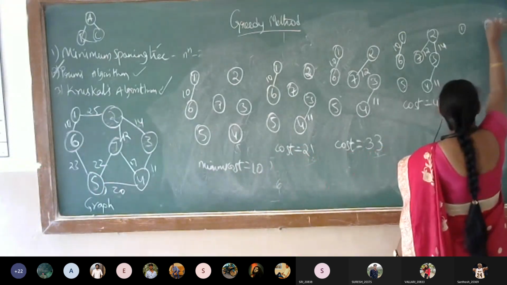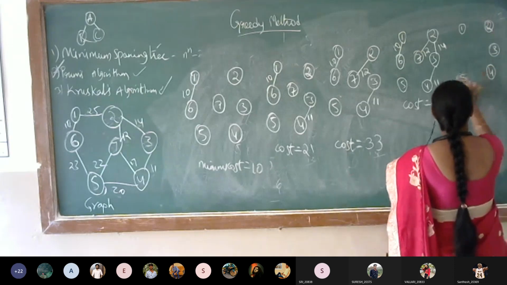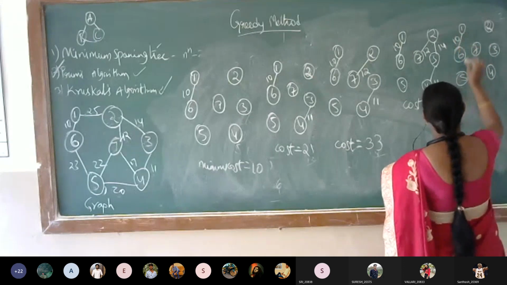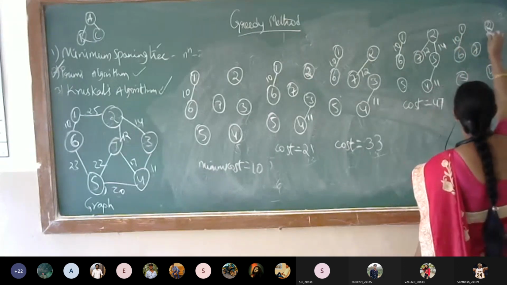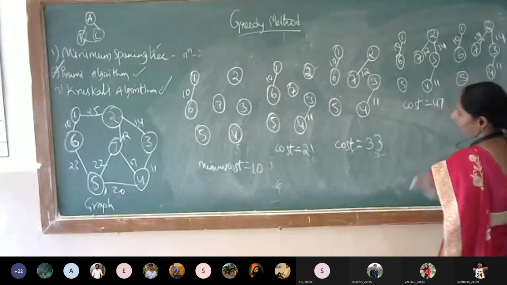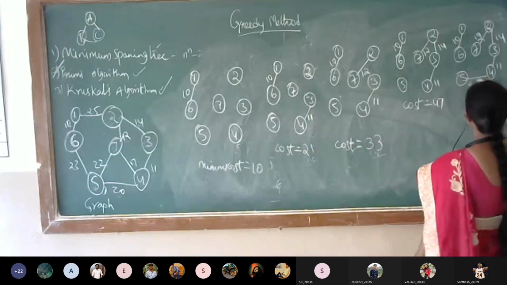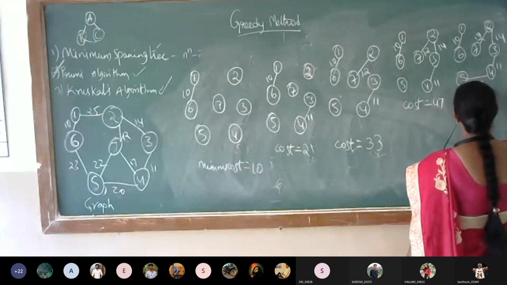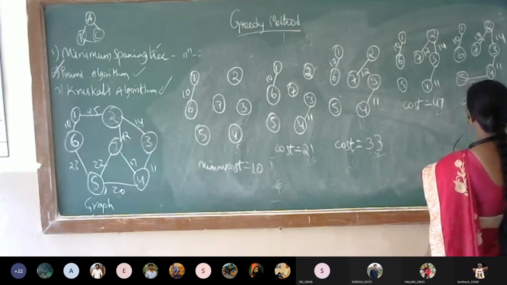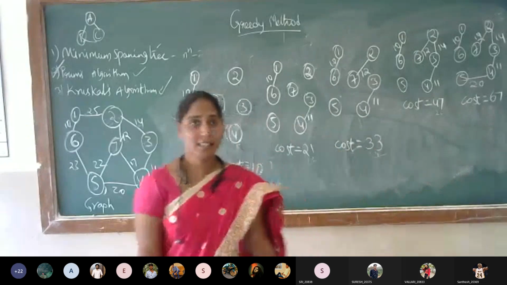1, 2, 3, 4, 5, 6, 7. So 10, 11, 12, 14. Okay, and the next minimum cost I am having is between 4 and 5, that is 20. So the cost will be 47 plus 20. I'll be getting that one as 67. That is the next graph.